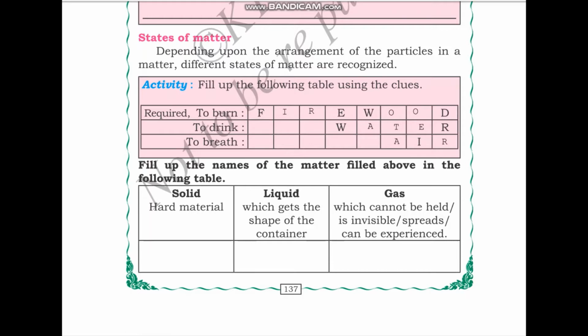Hello students. Today we will be starting part 2 of the lesson Nature of Matter. We will be starting the section States of Matter.